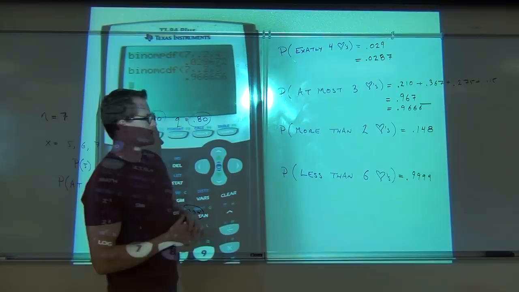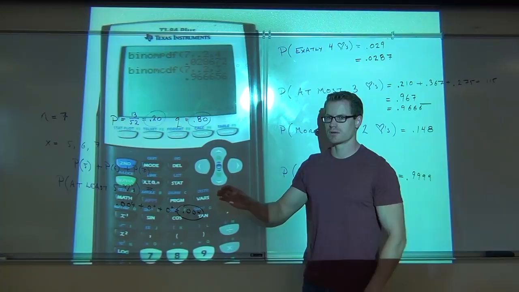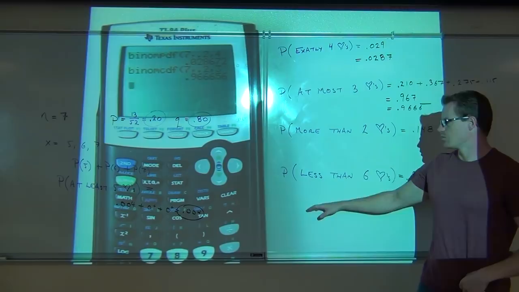Let's do the less than 6 hearts. Less than 6 hearts. What works for less than 6 hearts? Does the 6 work or not? Does the 6 work for less than 6, ladies and gentlemen? Need you with me. Does the 6 work? No. What works? Five or less. 0, 1, 2, 3, 4, or 5.